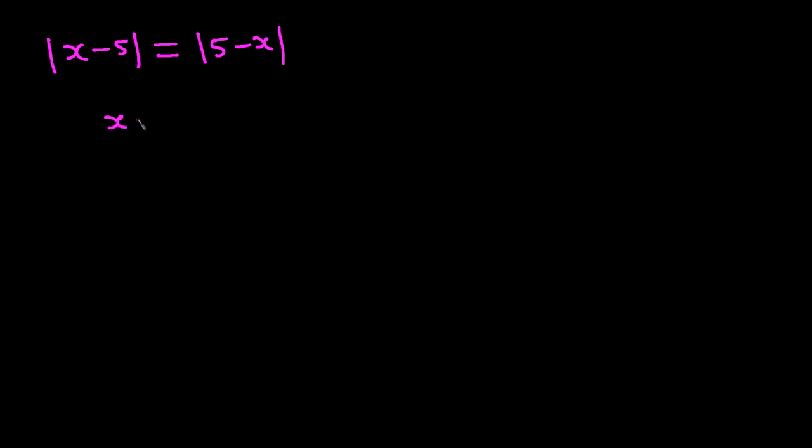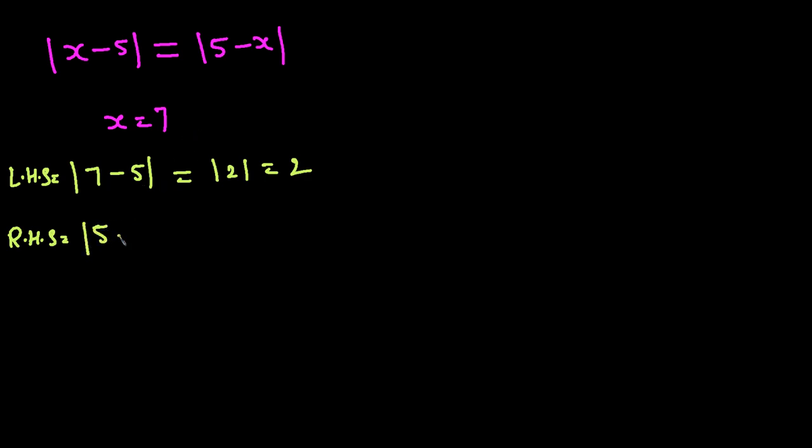Let's say x is equal to 7. If I plug in x is equal to 7 over here, I get 7 minus 5. This is the left hand side of our equation. It's going to be the absolute value of 2, which is 2. How about the right hand side, which is 5 minus x, and x is 7 here. It's going to be minus 2, and the absolute value is 2. That tells me left hand side is equal to right hand side. So it does not matter where you put these numbers.